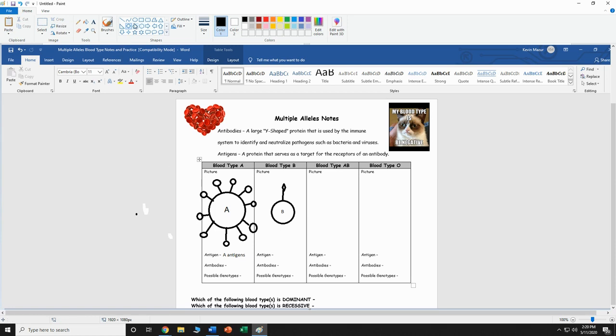Okay, so go ahead and just like I'm doing on your notes, draw out this bunch of sticks with diamonds coming off of blood type B. All right, so there's blood type B. It's a red blood cell with a bunch of sticks with diamonds coming off the end. All right, now let's do blood type AB.